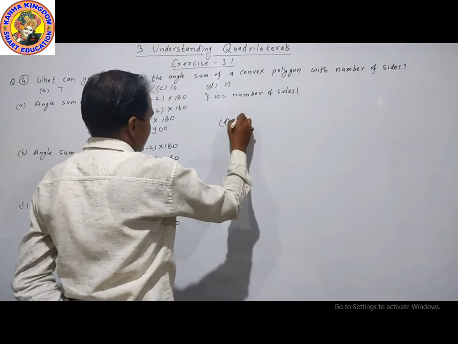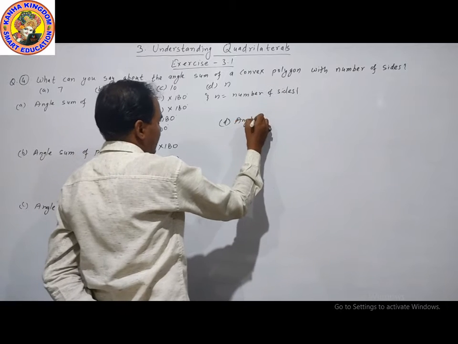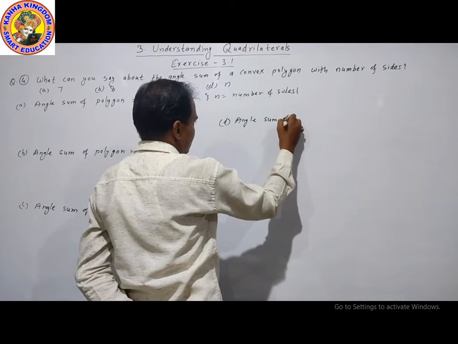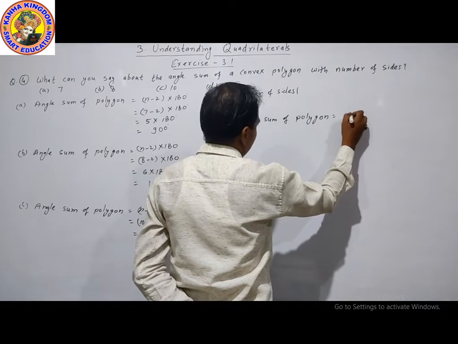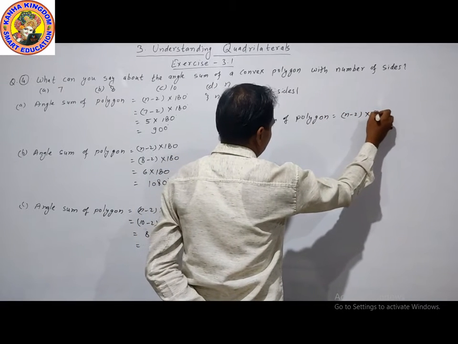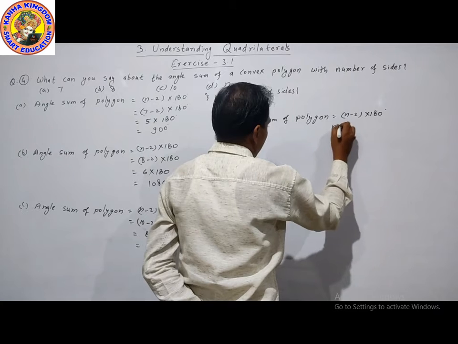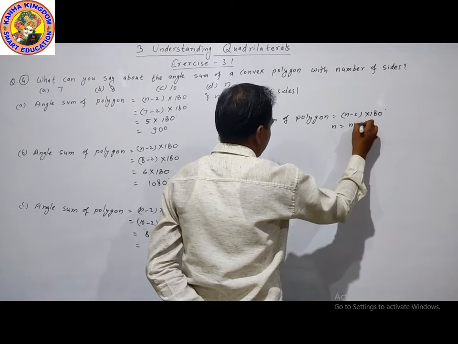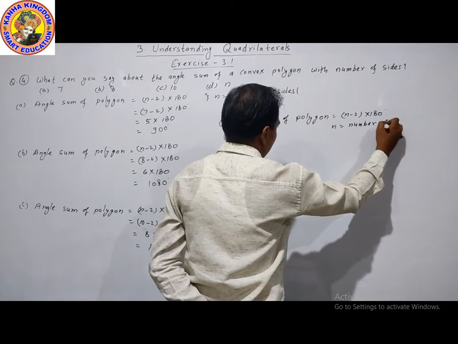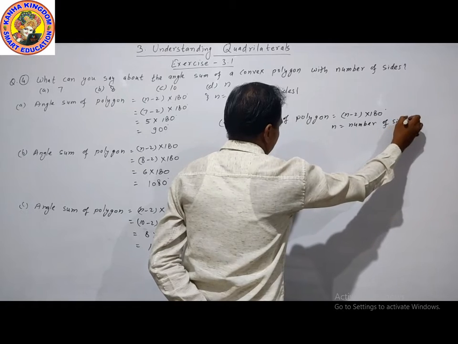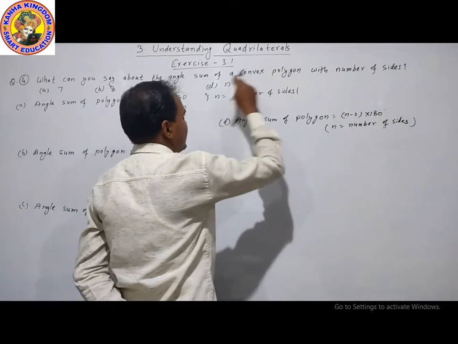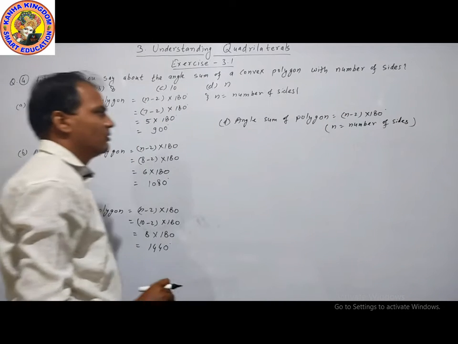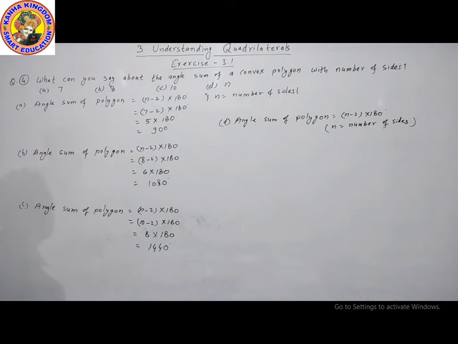So part D. The angle sum of a polygon is equal to (n minus 2) into 180, n is equal to the number of sides. In this formula, the number of sides is n, so this is our answer: (n minus 2) into 180.